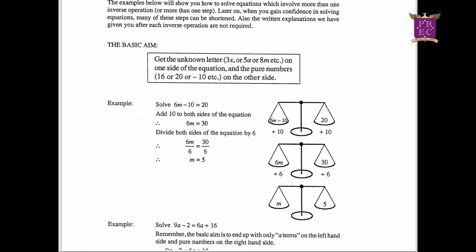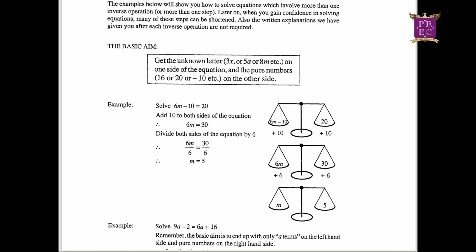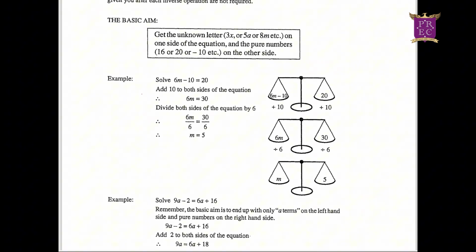Moving on to some more complicated examples. Here, we've got m multiplied by 6 minus 10. So here you're going to have to do two inverse operations to get your answer. The first thing you want to do is get rid of the negative 10. So what we can do is add 10 to both sides of the equation, giving us 6m equals 30.